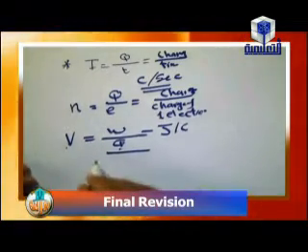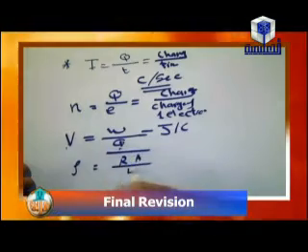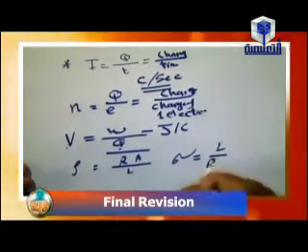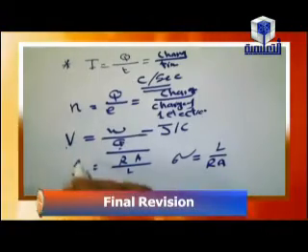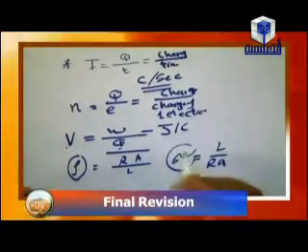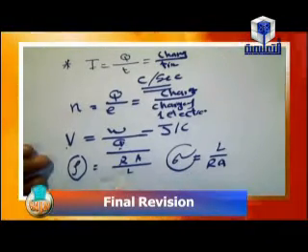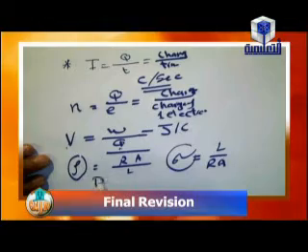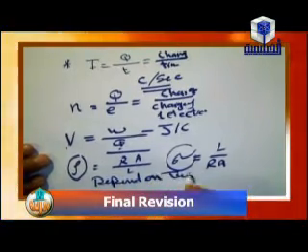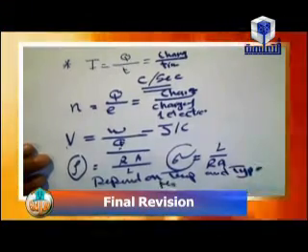And also resistivity rho equals R A over L, and conductivity is L over R A. What are the factors affecting resistivity and conductivity? Both of them, resistivity and conductivity, depend on the type of material and temperature.